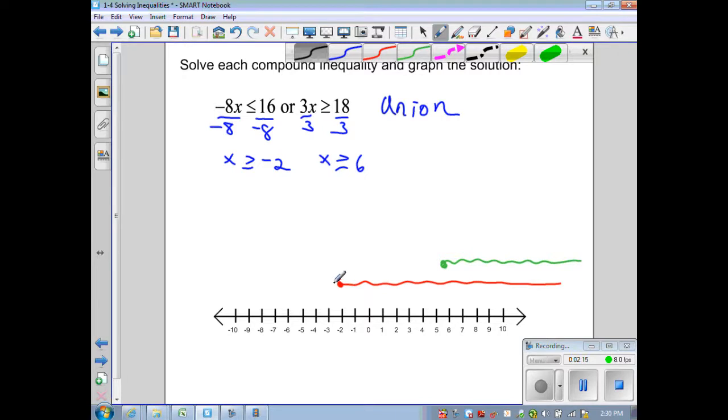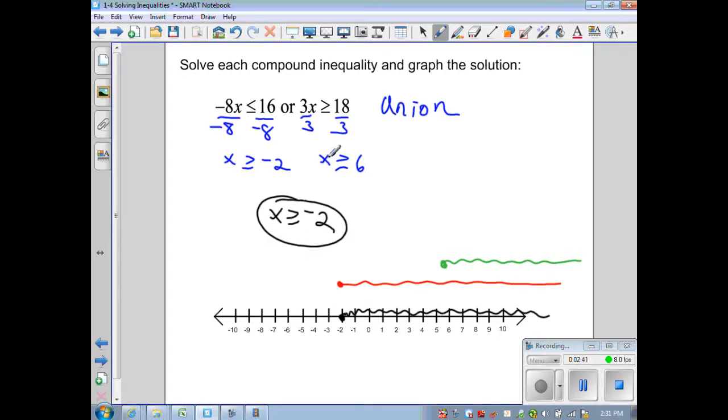So therefore, our true solution has to be, yes, it starts at -2, and it's a closed point, and that represents all graphing to the right. I know that it is not shared between the 6 and the -2, but a union means it does everything. So my true solution of this is actually x is greater than or equal to a -2, because that encompasses x is greater than or equal to 6.